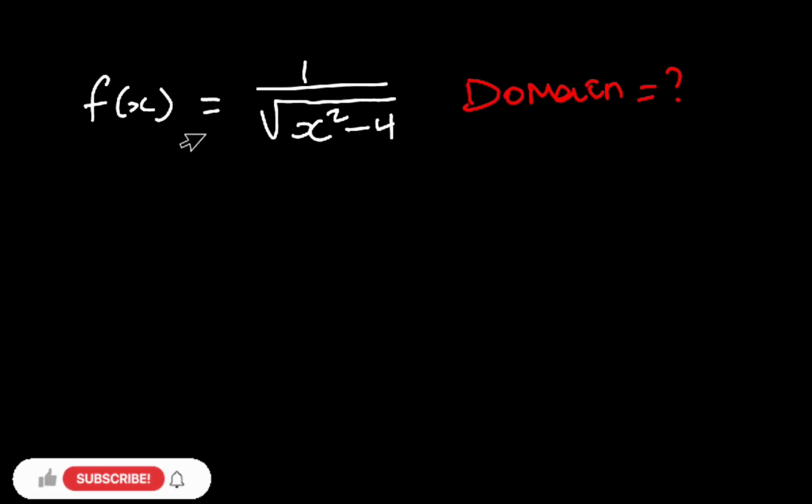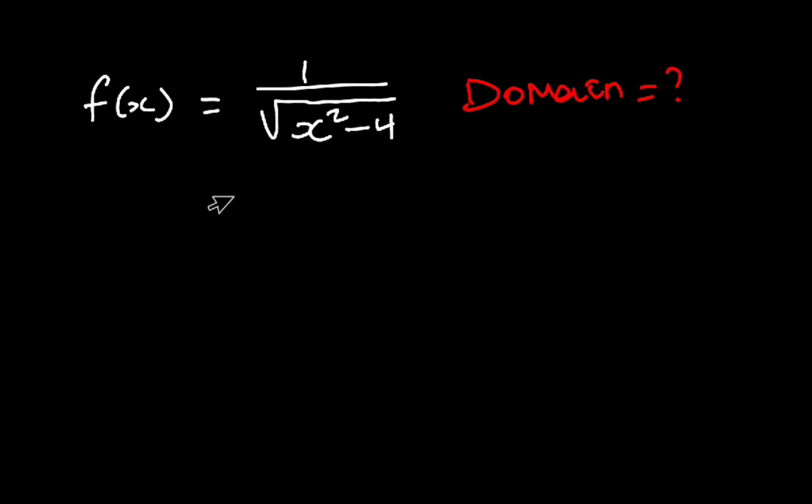In this video, we're going to solve this question. f(x) is equal to 1 divided by the square root of x squared minus 4. We're asked to find its domain. Now, the domain of a function is all the possible values that function can hold without breaking any mathematical rule. In simpler form, it is just the values of x that can make that function defined.